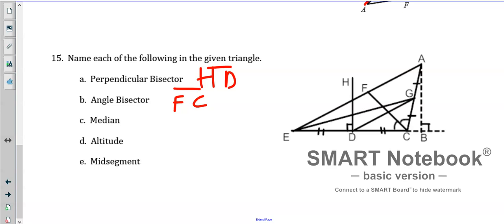Median is going from a vertex to the opposite side and splitting it in half. Well, A does not have anything from its vertex except that line, which is not inside the shape. E is going this way and splitting this in half. C is going this way, but there's no markings here. So it's EG.